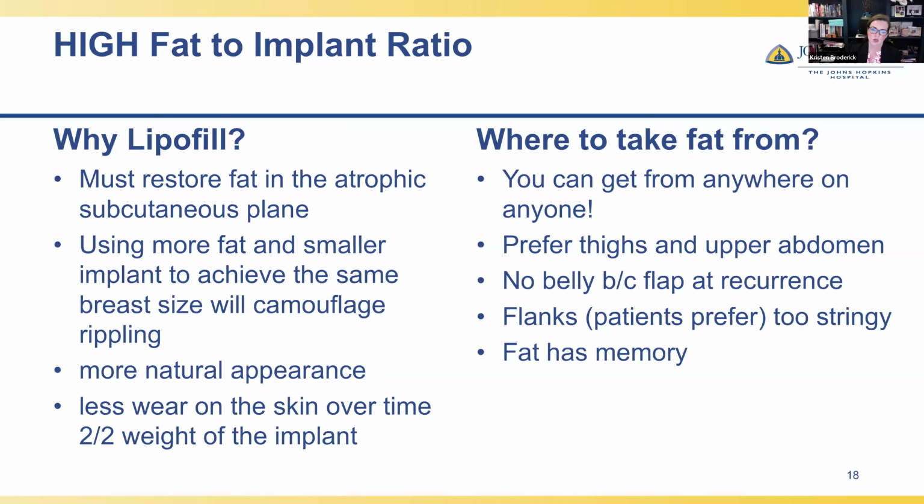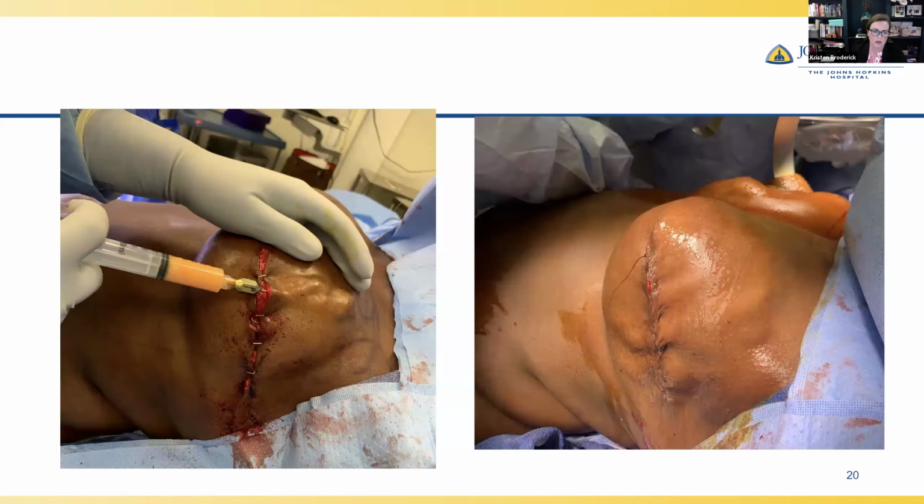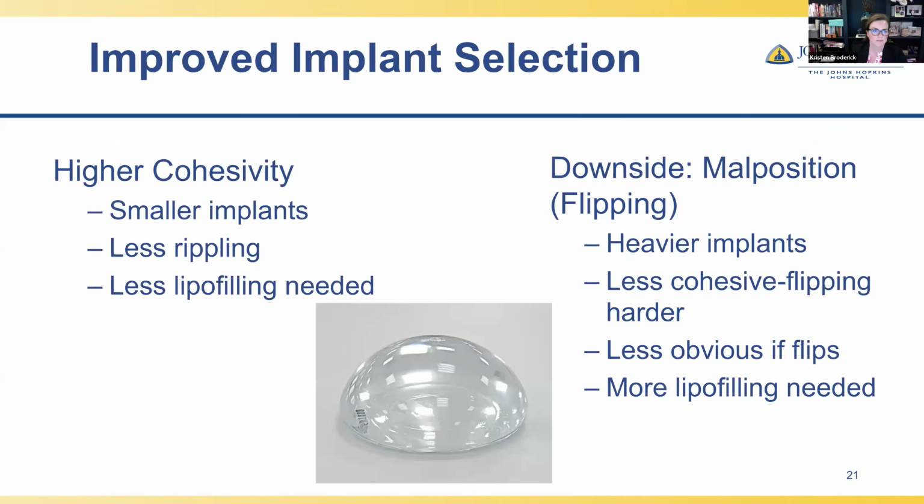And fat, I think, has memory. So if we take it from an area where you tend to gain fat or lose fat, it'll remember that when we move it up to your breast. So this is an example of a patient that I took care of, and you can see she has some of the stigmata of a pre-pectoral reconstruction, in that she's got a lot of rippling, and these are the marks that I used of how I fill it, and this is what it looks like intraoperatively, where we've actually placed the fat in over the sizer device, and we're able to really thicken that skin.